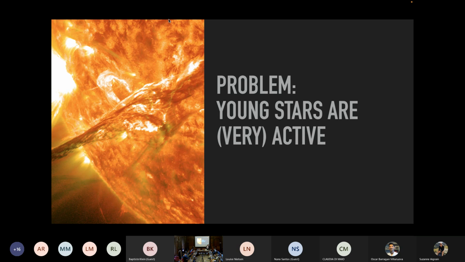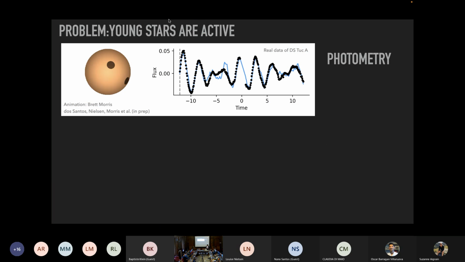Anyway, so we have a problem. Young stars are very active. And that's a problem if you want to measure the masses of the planets that are around them. It's probably very interesting if you're interested in the stellar physics of stars and young stars. And I think all of the talks that we've heard the second half today have been very good at explaining the magnitude of that problem. So I'm not going to go too much into detail what the issue is.